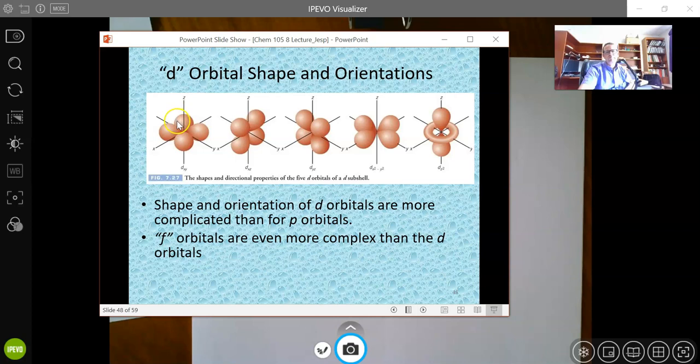Now, I'm not sure if I introduced these d orbitals to you correctly. I think I might have led you to believe that they were just p-shaped, whereas they are p-shaped but with multiple lobes. There's more than just the two lobes of a p shape. So here we have the different d orbitals. This is called dxy. This is dxz, dyz, dx squared minus y squared, and dz squared. So these are the different shapes of our d orbitals.